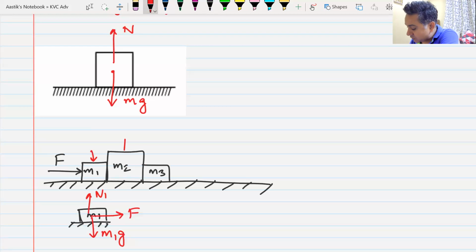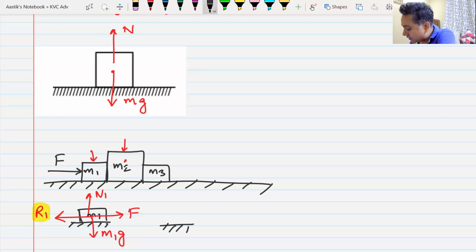This body and this body are in contact, so they exert forces on each other. This body will exert a force on this. Let me call this force R1. R1. Okay. So what is this R1? This R1 is the force exerted by M2 on M1. Do we understand this? Yes, sir.